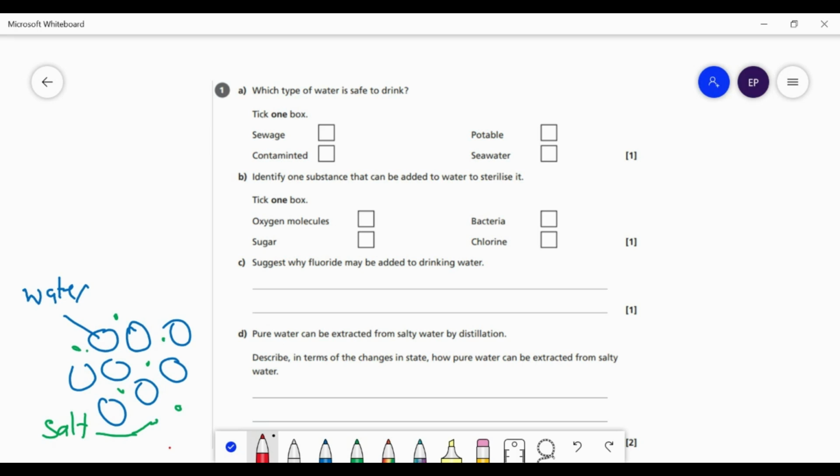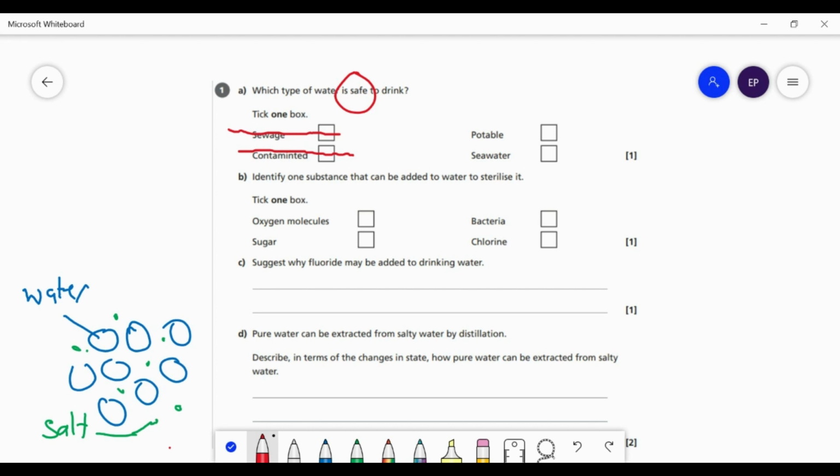1A. Which type of water is safe to drink? Tick one box. So scanning through, sewage added to water would definitely not make it safe to drink, so we can rule that one out immediately. If water's been contaminated by flow from a farm or flow from industry, again, that could make it dangerous, and therefore we don't want to drink that.